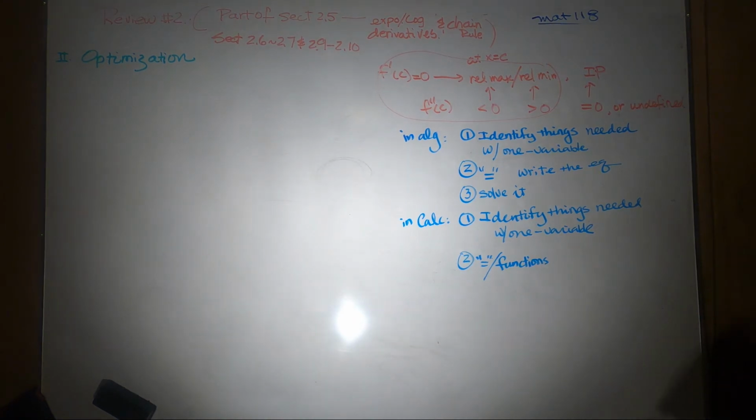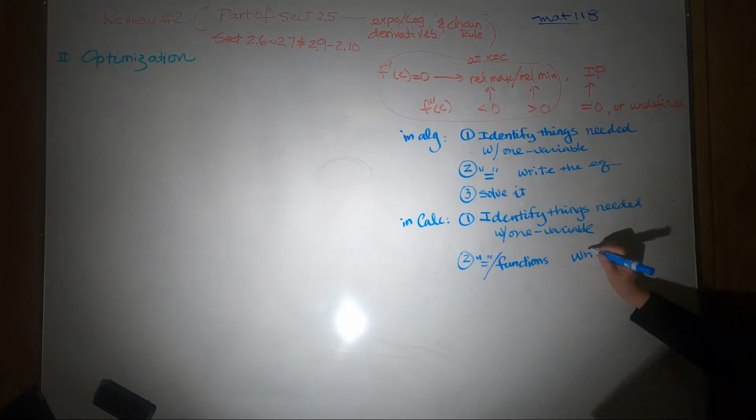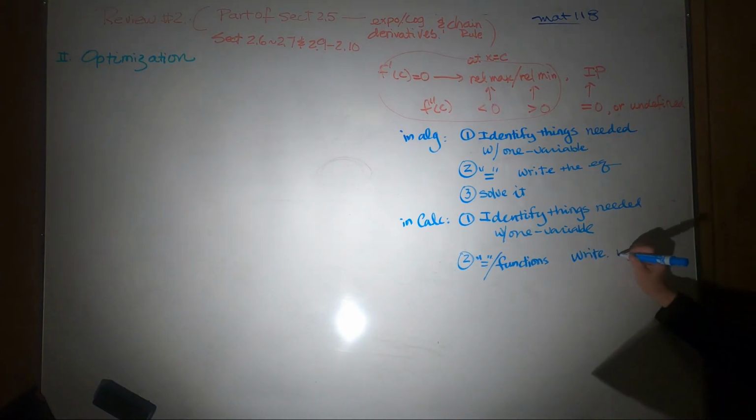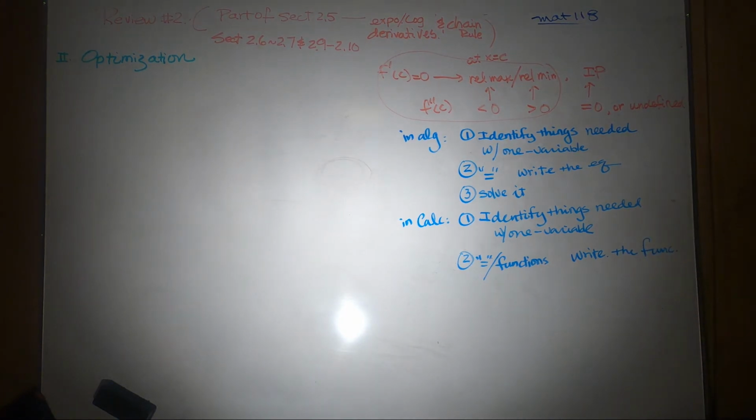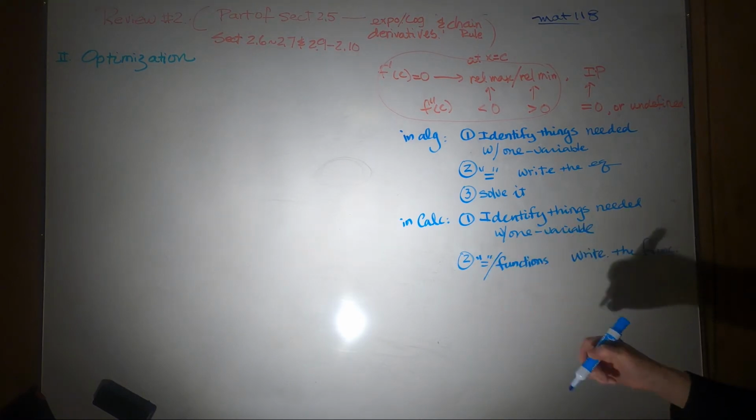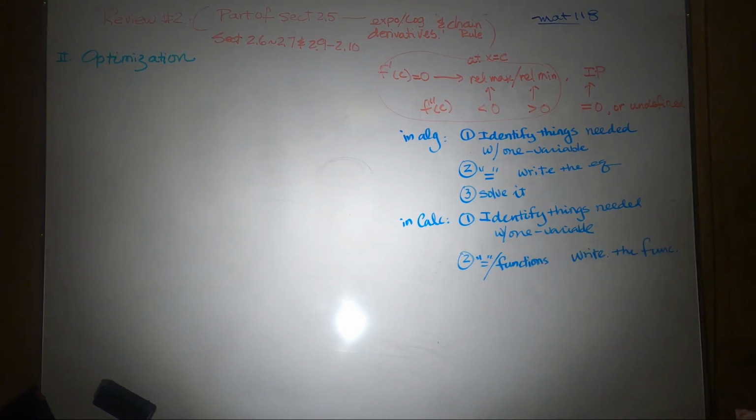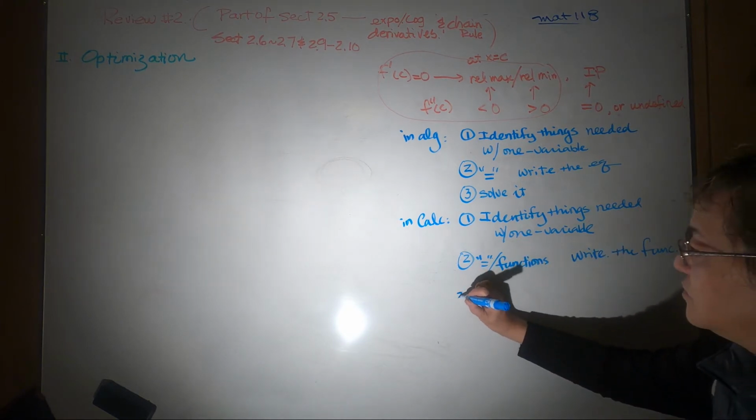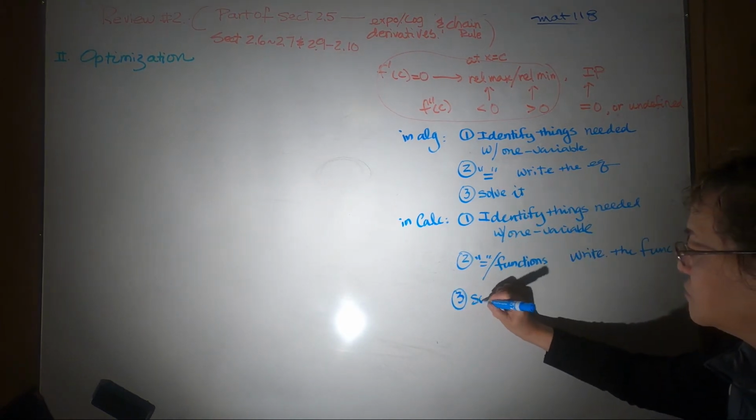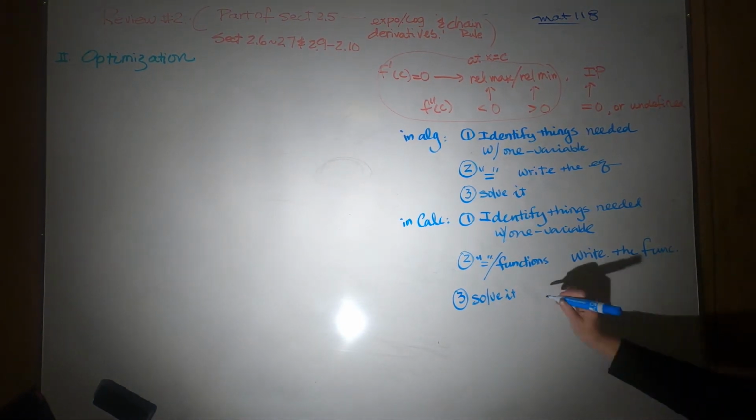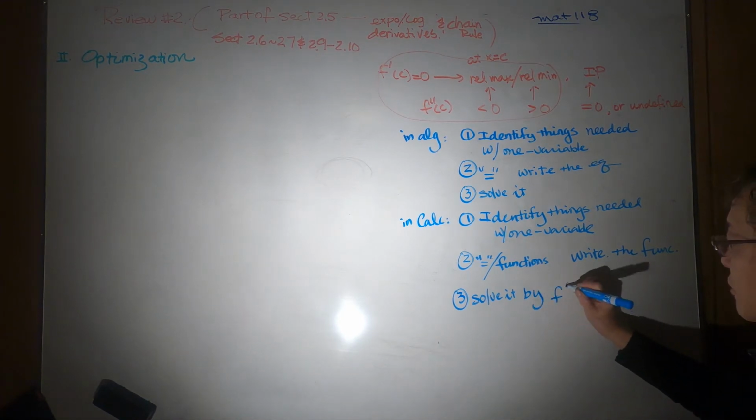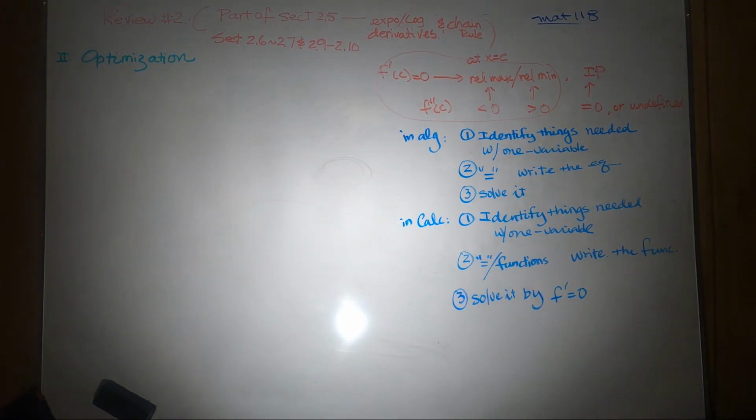So what we do is we just write the function. Okay, instead of writing the equation, we write what? Cost C of x, profit P of x equals the condition, right? Then the third part is the same thing: to solve it, by doing what? By f prime is 0, right?